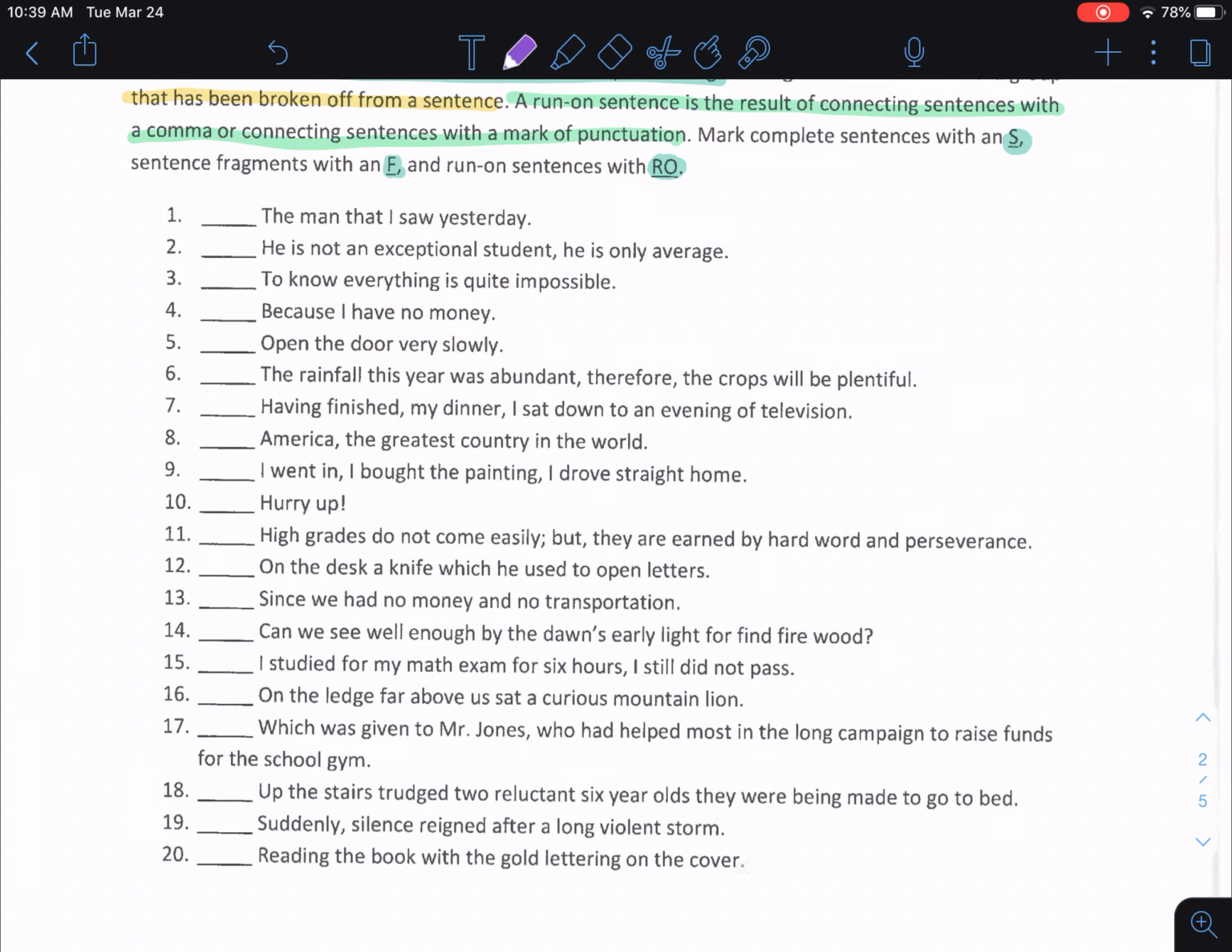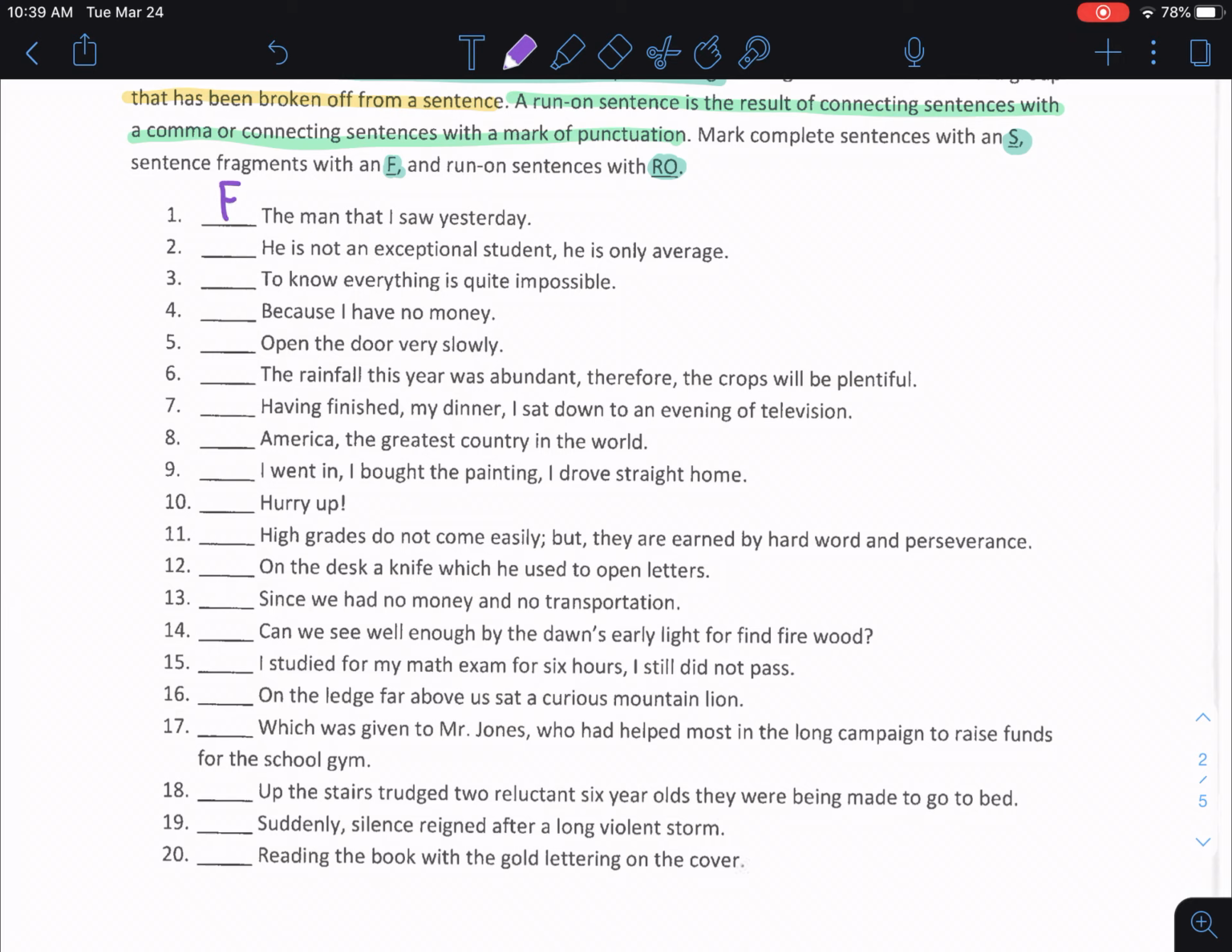The man that I saw yesterday. So it's got a man, and maybe it says saw, but it's not really expressing everything completely. Like maybe I could have said the man that I saw yesterday ate some ice cream. And that's a complete sentence. It's telling me what that man did. It's missing that verb. So this is a fragment.